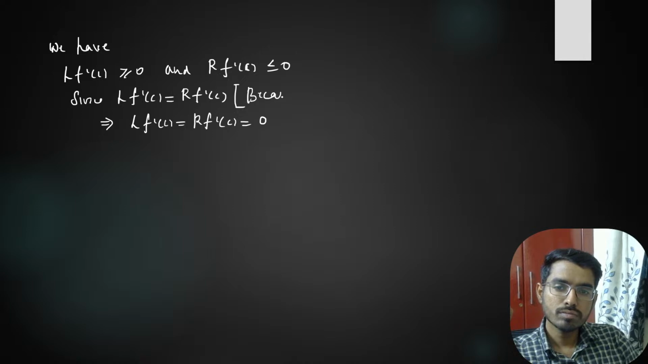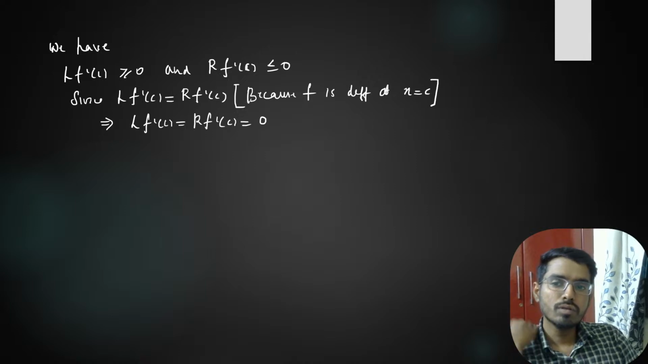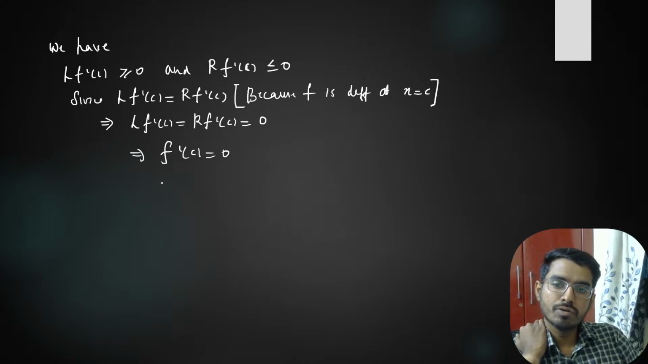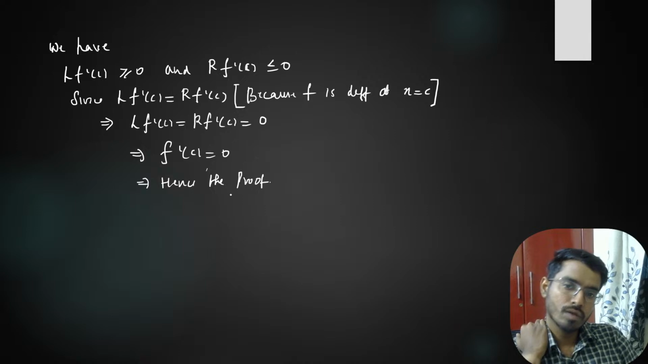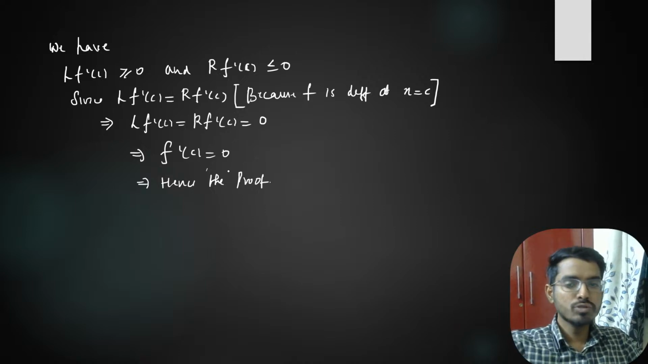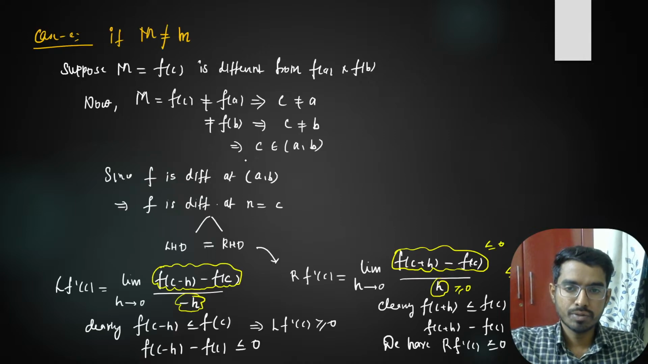Because f is differentiable at x is equal to c. So these two inequalities will both be true simultaneously only if both are 0. So this implies f dash of c is equal to 0. Hence the theorem, hence the proof. There exists a point c whose derivative at that point is equal to 0, right?